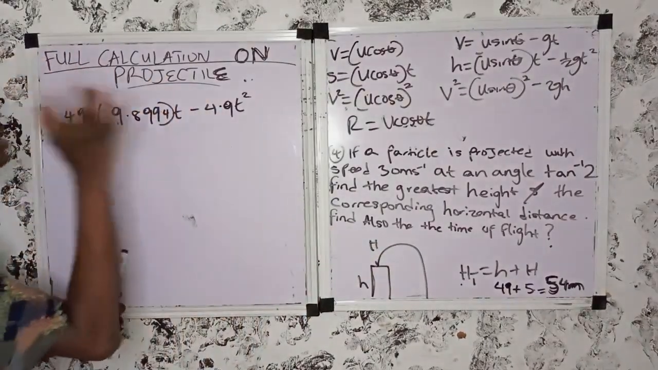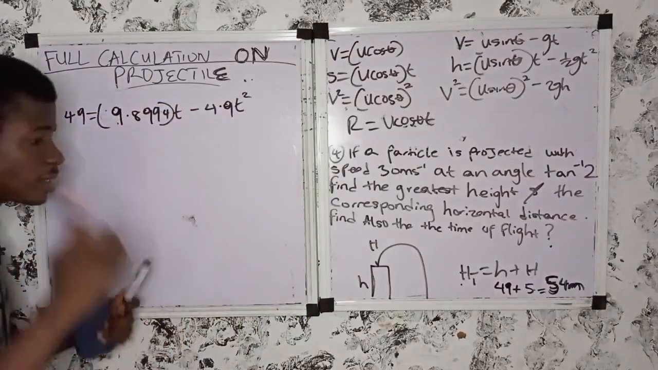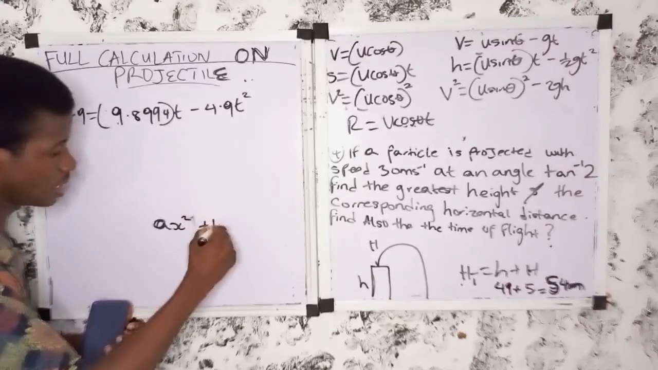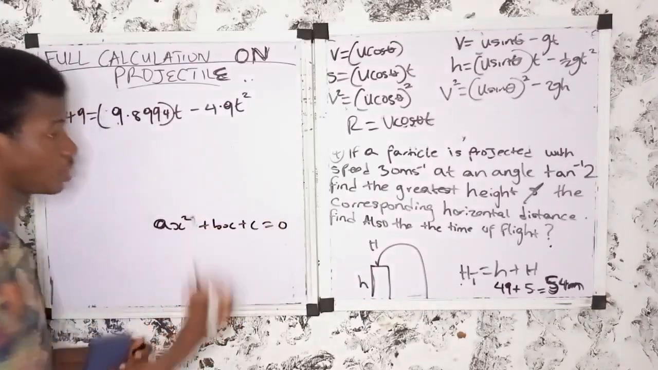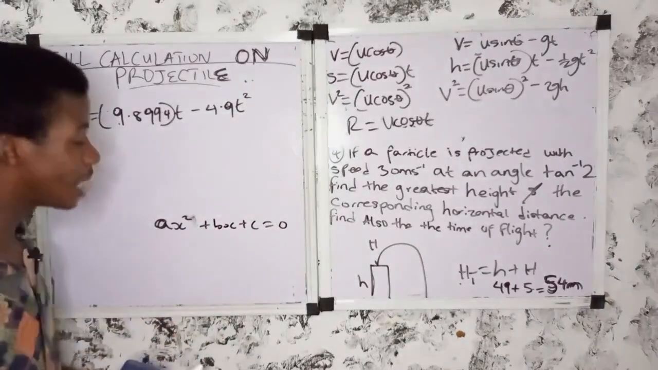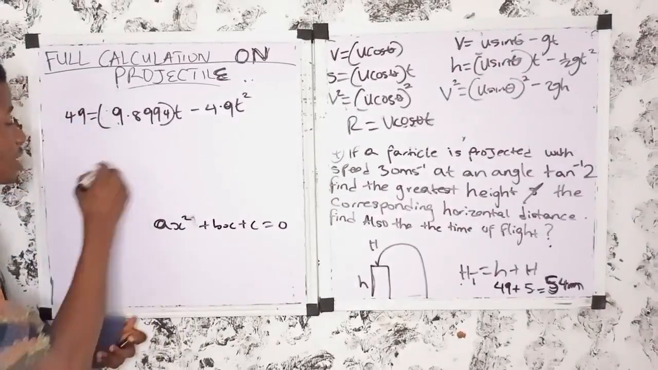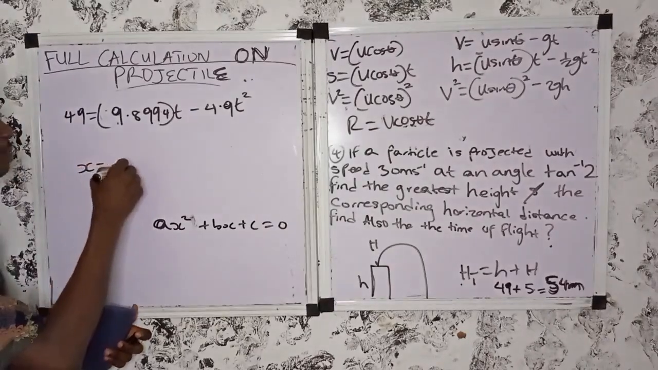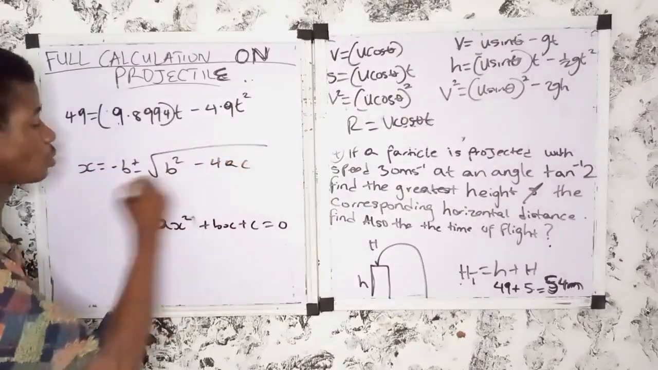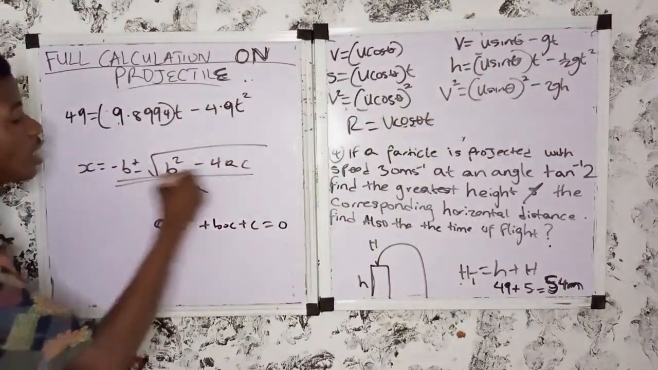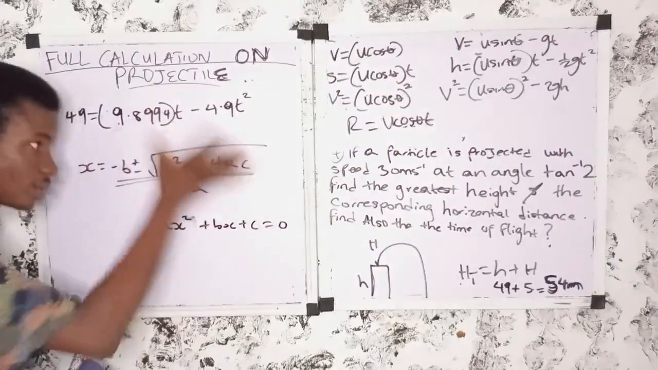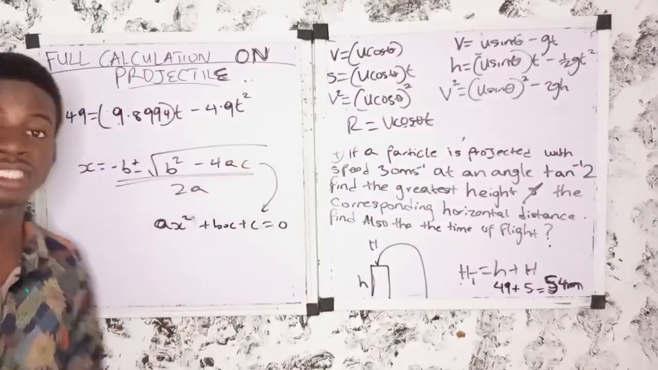So now let me continue. In a quadratic equation, ax squared plus bx plus c is equal to 0. The one we call the mathematical formula, or quadratic formula, is x equals minus b plus or minus the square root of b squared minus 4ac, all over 2a. This formula is gotten from this.